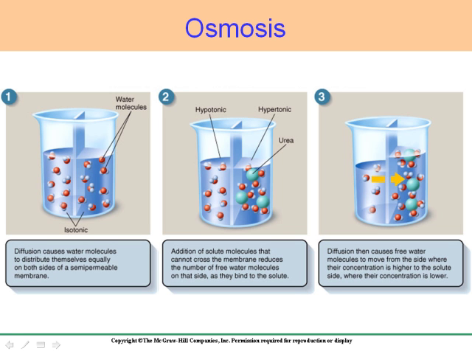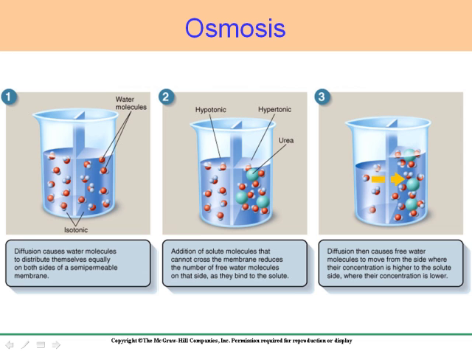Let's take a look at an example of osmosis. Here we have a beaker of water, and a membrane dividing the two halves of the beaker. It's called a semi-permeable membrane, meaning that some things can move through and some things cannot. Specifically, water molecules are relatively small, so they're capable of moving through, but larger molecules probably will not be able to pass. Now, diffusion causes water molecules to distribute themselves equally on both sides of a semipermeable membrane when you only have water molecules on both sides.